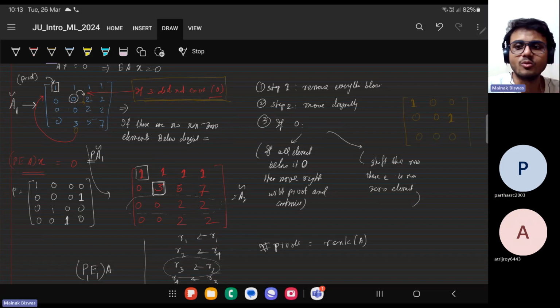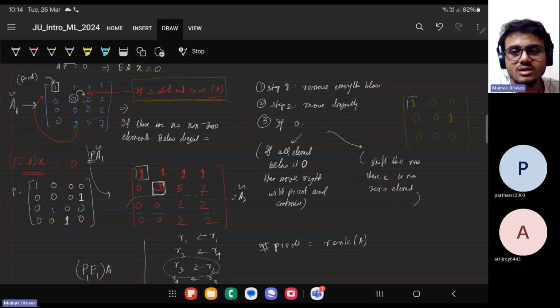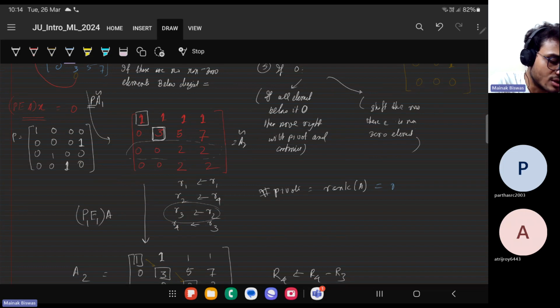Now move diagonally and tell me how will you move? What is the rank of this matrix? First tell me the number of pivots. It's 1. This is why you are getting 1 as the answer. Now, rank is equal to number of pivots is equal to dimension of column space.